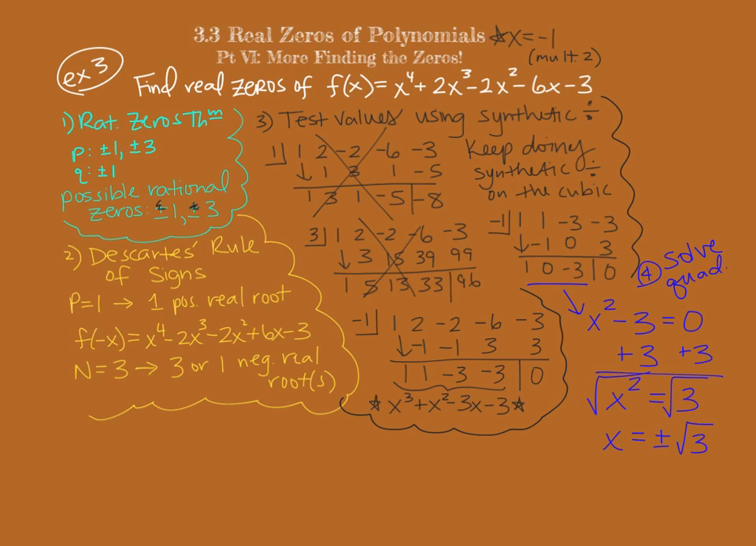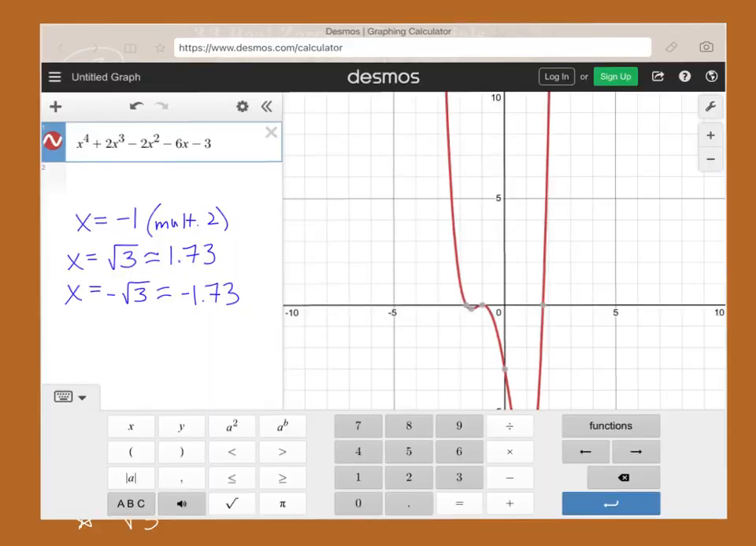Okay, so we have our 4 roots. Here they are. We found x equals negative 1, and that has a multiplicity of 2, so that counts for 2 of the roots. Then we have positive root 3, and then we have negative root 3. Let's find those on the graph. Here is our graph. Descartes said that we would have one positive real root, and we do. It's root 3, approximately 1.73.